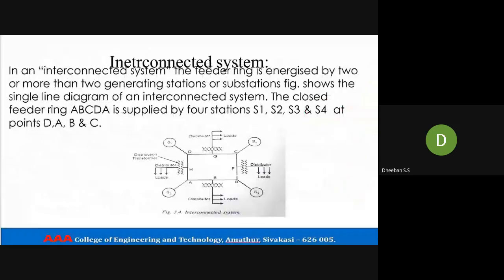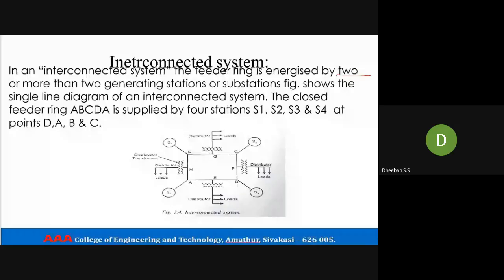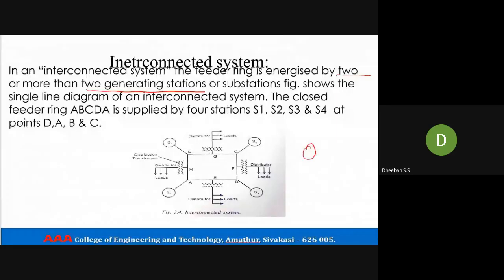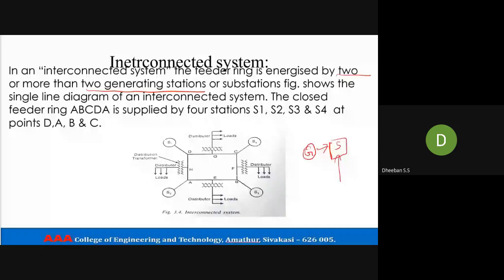So next is the interconnected system. In this interconnected system, the feeder ring is energized by two or more generating stations. So here you can see it will be energized by two or more substations. That is, the generating part will be connected to more substations. That is, a substation will be having more than one generating unit. So this will be contributing to your interconnected system.